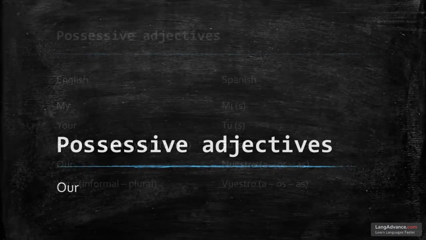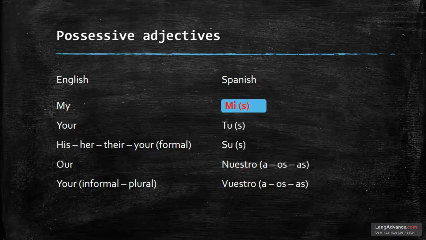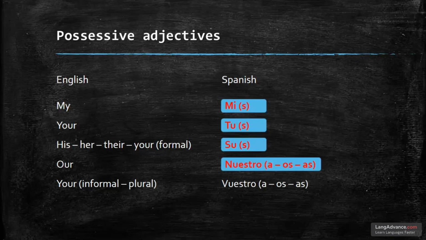There are 5 possessive adjectives. My translates to mi. Informally, your becomes tu. His, her, their, or your formally is su. Our is translated to nuestro, with other variations for different genders. And finally, plural form of your informally translates to vuestro, with other variations for different genders.